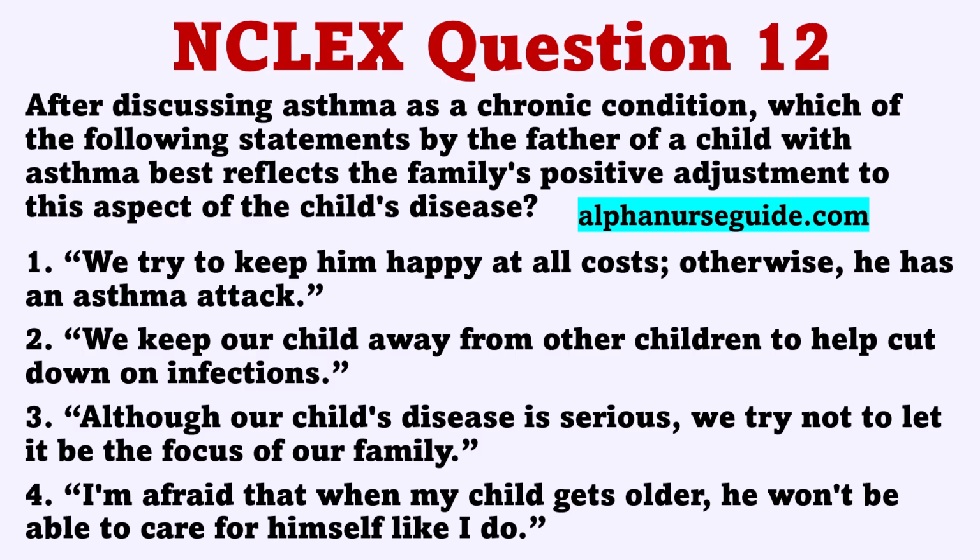The correct answer is 3. Positive adjustment to a chronic condition requires placing the child's illness in its proper perspective. Children with asthma need to be treated as normally as possible within the scope of the limitations imposed by the illness. They also need to learn how to manage exacerbations and then resume as normal a life as possible.